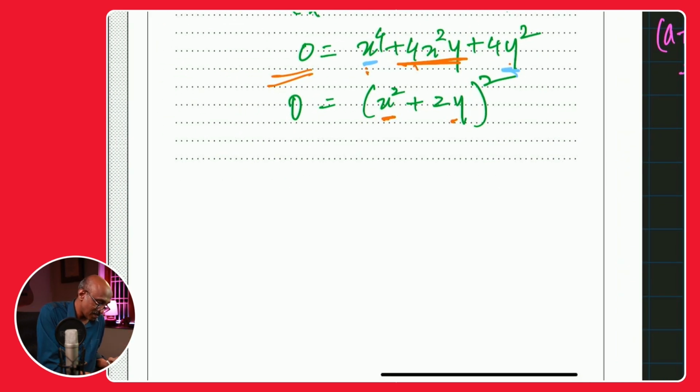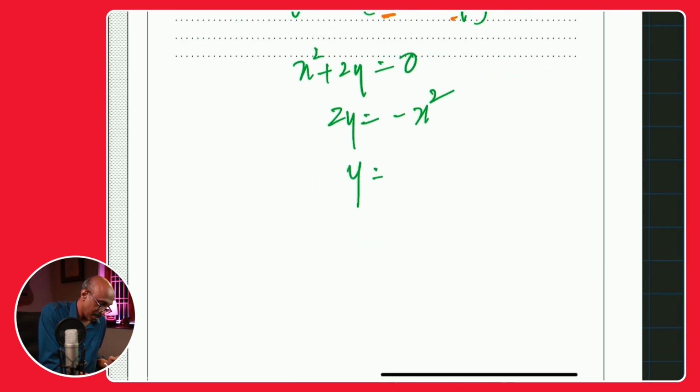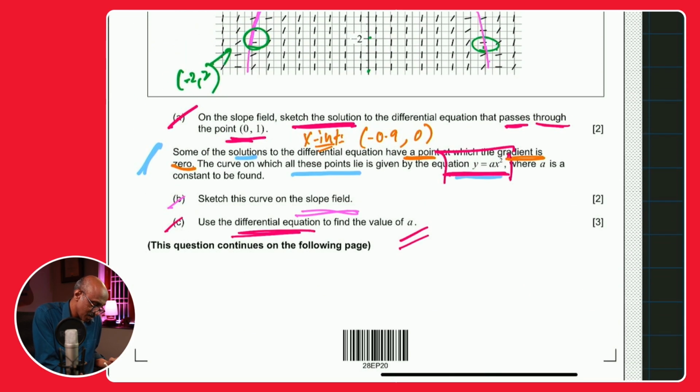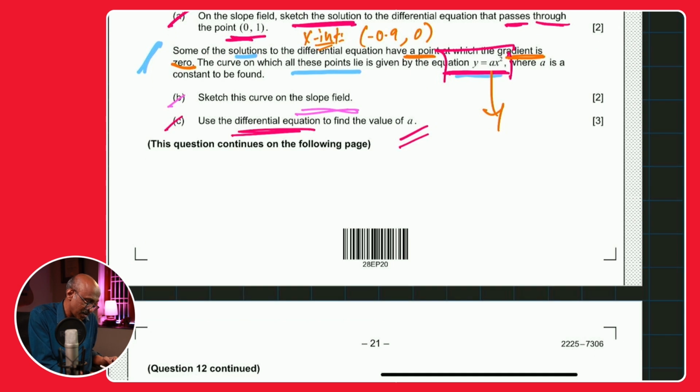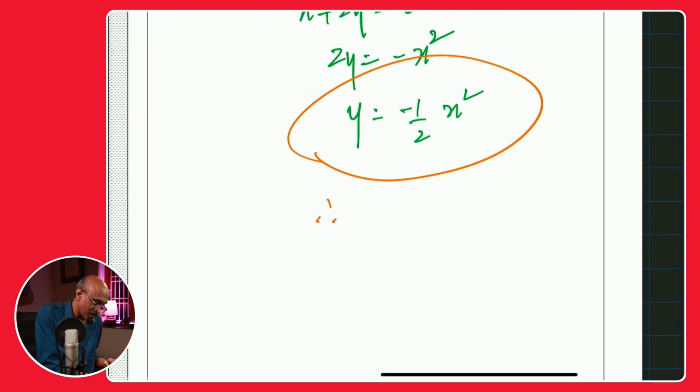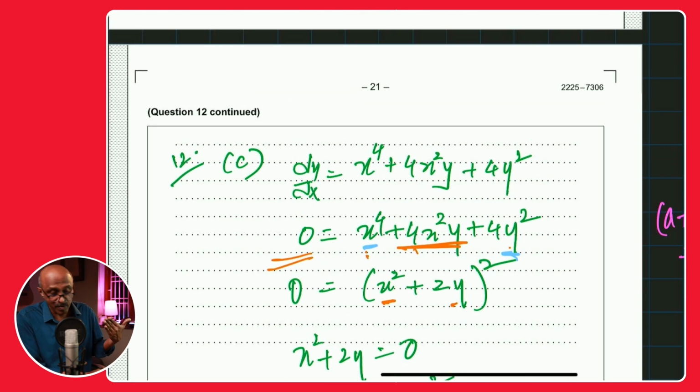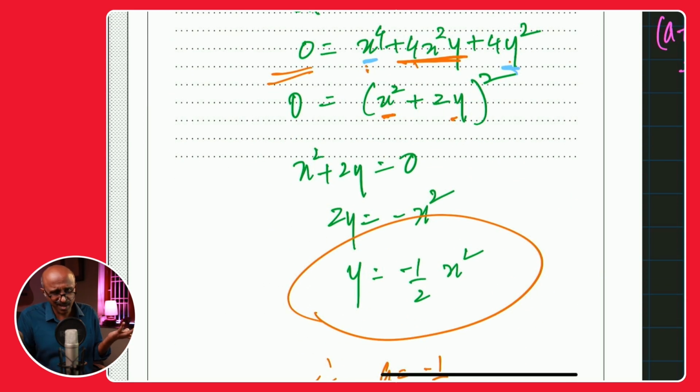That means x squared plus 2y equals 0. That actually pretty much does everything, right? So 2y is equal to negative x squared, so y should be equal to negative 1 over 2 x squared. And that's precisely the form that we want. It says the solution is y is equal to ax squared, and find the value of a. When you compare that, you can say therefore that a must be equal to negative 1 over 2. What we've done is just use the condition that dy by dx is equal to 0 and complete the square, because it was the easiest form, I thought, algebraically.